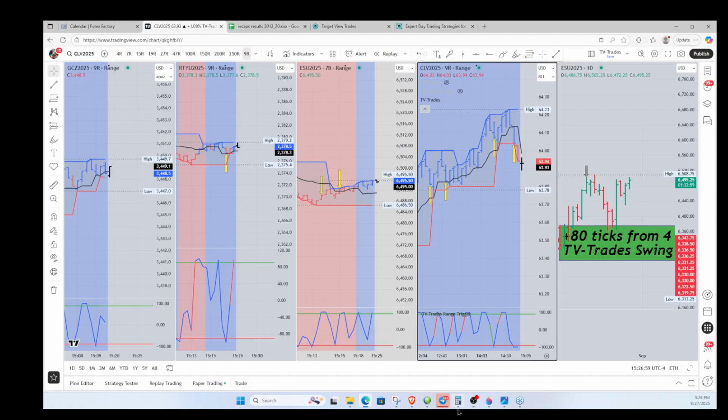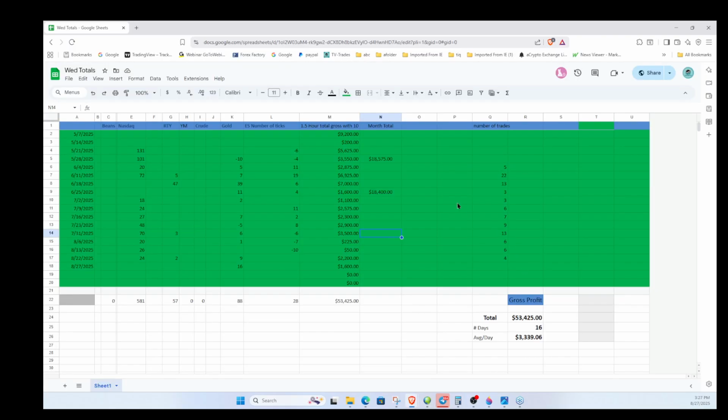Alright, so let me bring up this little guy right here. And we got 2 on the Russell. So this is, well, we have 3 trades so far. Oops, I put that in the wrong column. 3 trades.